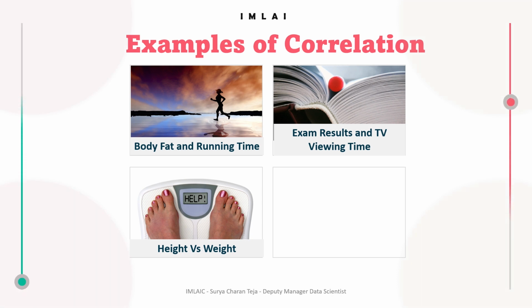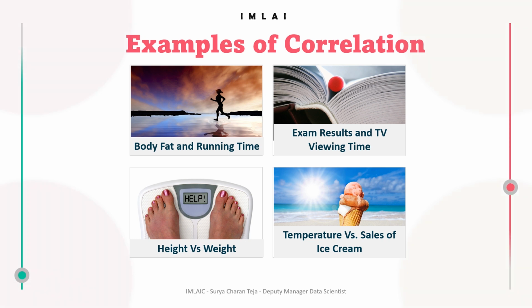The fourth example we have here is temperature versus sales of ice cream. The temperature and overall ice cream sales have a favorable association. In other words, since more people like to buy ice cream when it's hot outdoors, the company's overall ice cream sales tend to be greater when it's hotter outside. So the sales of ice cream are directly proportional to the temperature. Hence, it is positively correlated, and we will get a positive correlation coefficient.